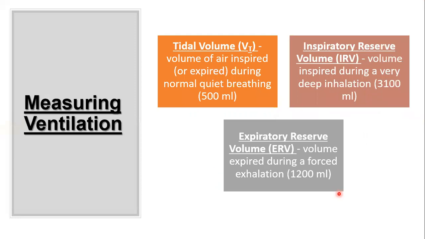We have different volumes here that we need to know the definition of each. Tidal volume. This is the volume of air inspired or expired during normal quiet breathing, which is around 500 milliliters. So in other words, it's the amount of air coming in and out of the lungs, in and out.